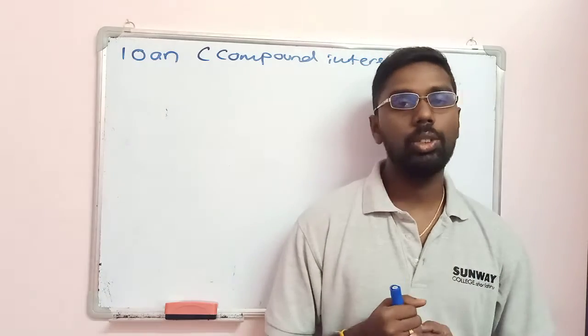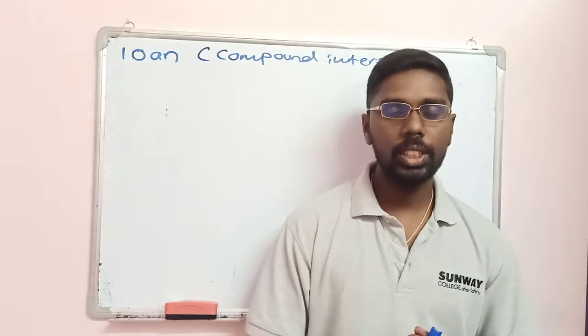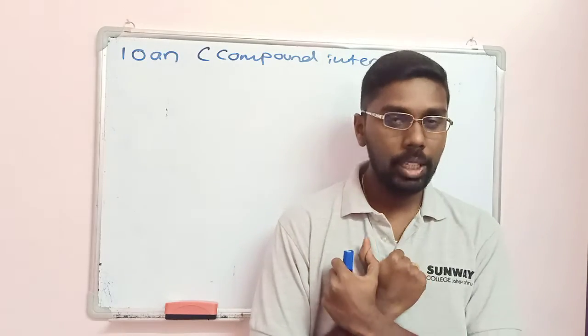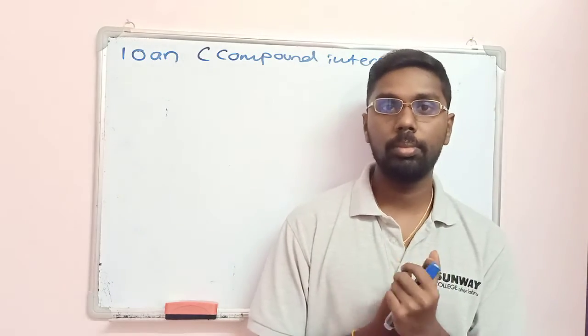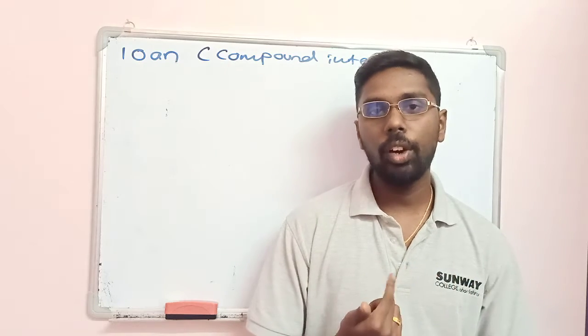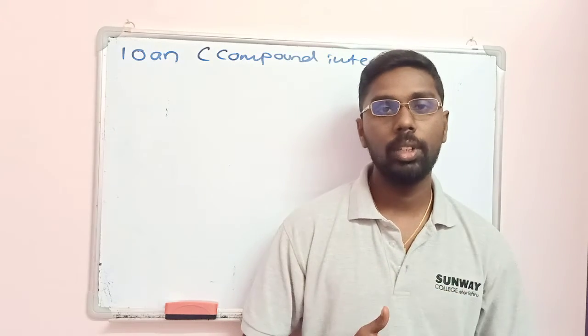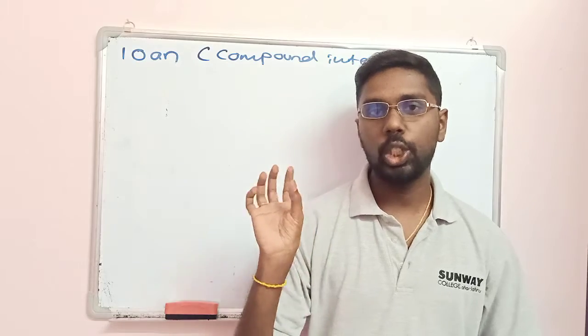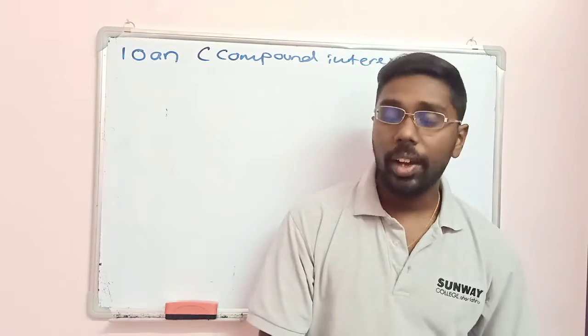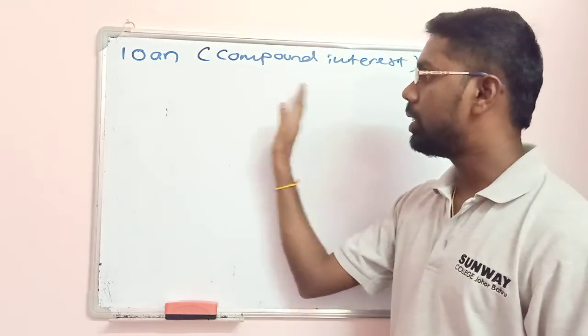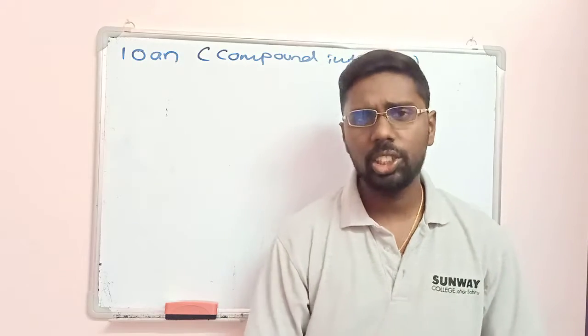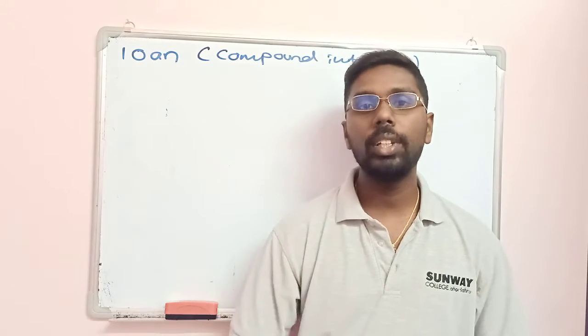Simple interest only involves the principal and the loan term. The interest which is charged is only based on these two. Whereas when it comes to compound interest, it is charged on the interest, on top of the interest.